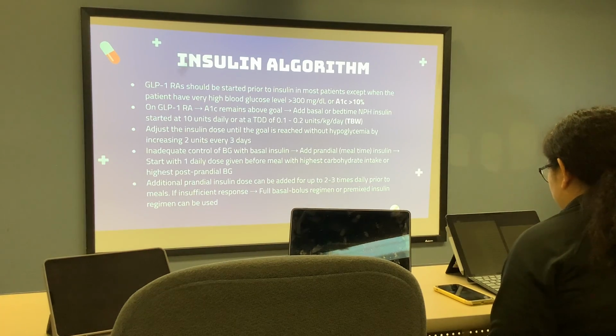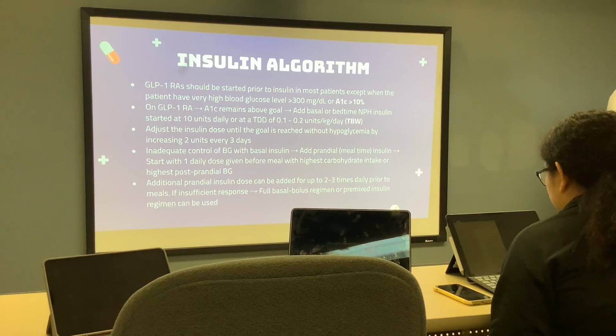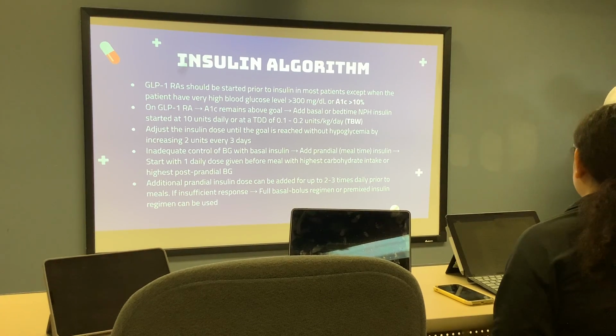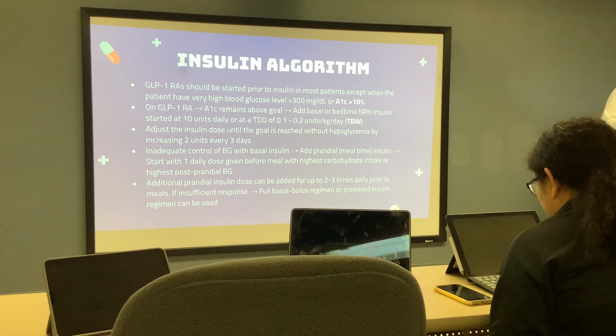All right. So for the insulin algorithm, GLP-1 receptor agonists are going to be preferred over insulin always, but not always, because the insulin might be your first drug of choice for a patient who has an A1C more than 10% or glucose more than 300 milligram per deciliter. In those patients, the insulin would be more preferred than GLP-1 receptor agonist.